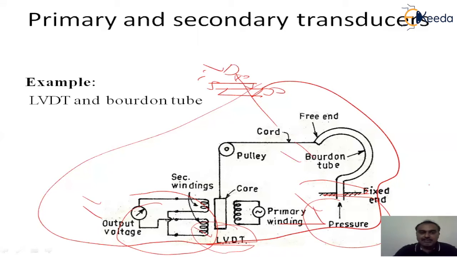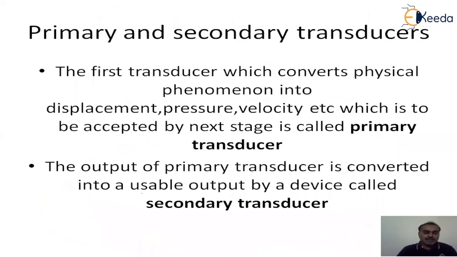That's the reason I have explained the primary and secondary transducer here. What is a primary transducer? The primary transducer is the first transducer, which converts the physical phenomenon, that is the pressure, or displacement, or other parameters you can take, into a form accepted by the next stage. Next stage is what?